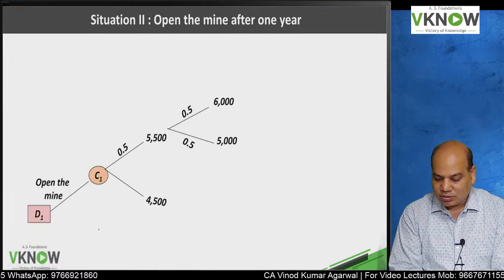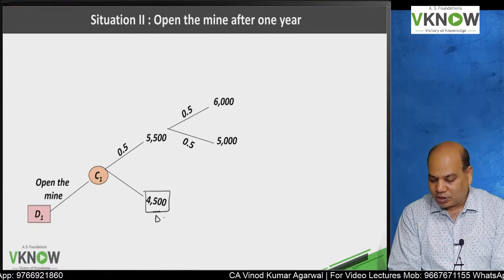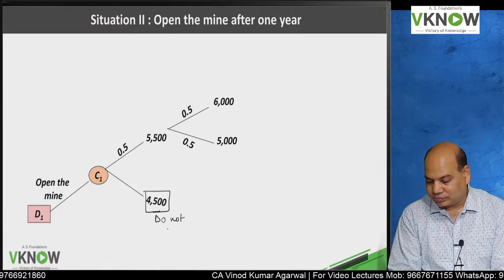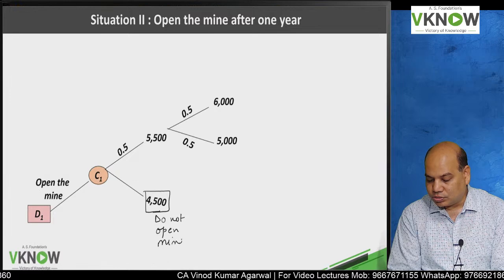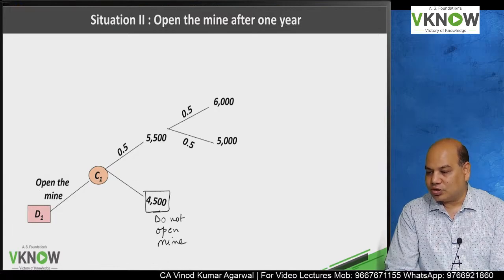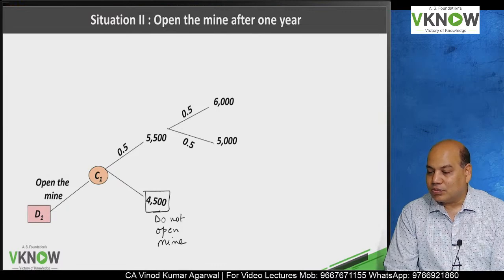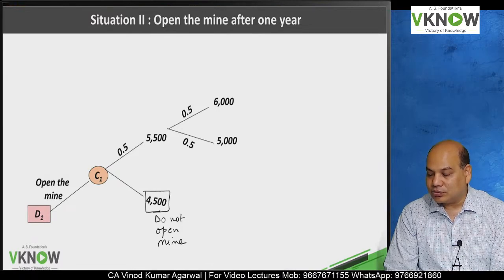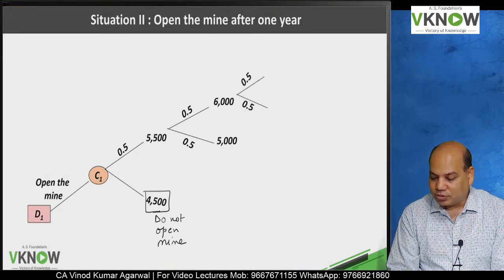Common sense is, if you get 4,500, do not open the mine here, because there is no positive contribution. So my diagram will not move further beyond that. But if I get 5,500, I will move further. I will have to check my answer also, but first you draw the diagram.